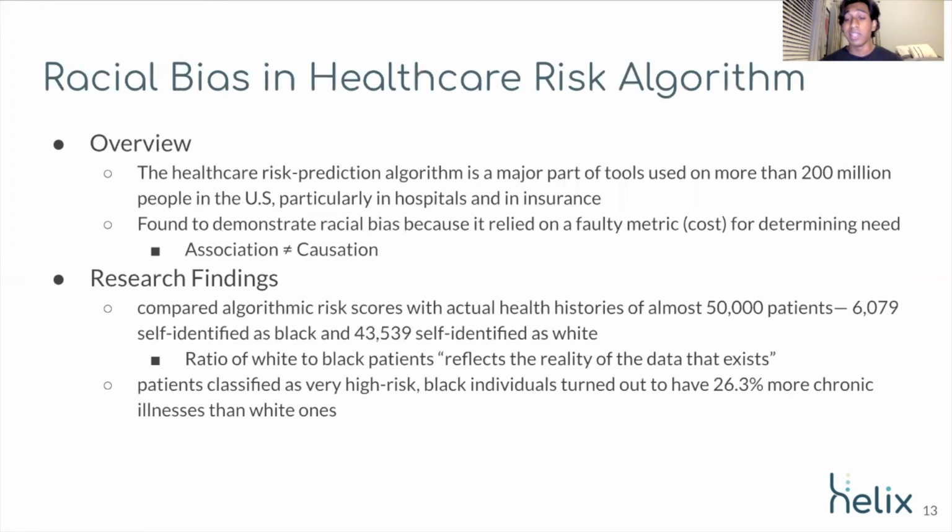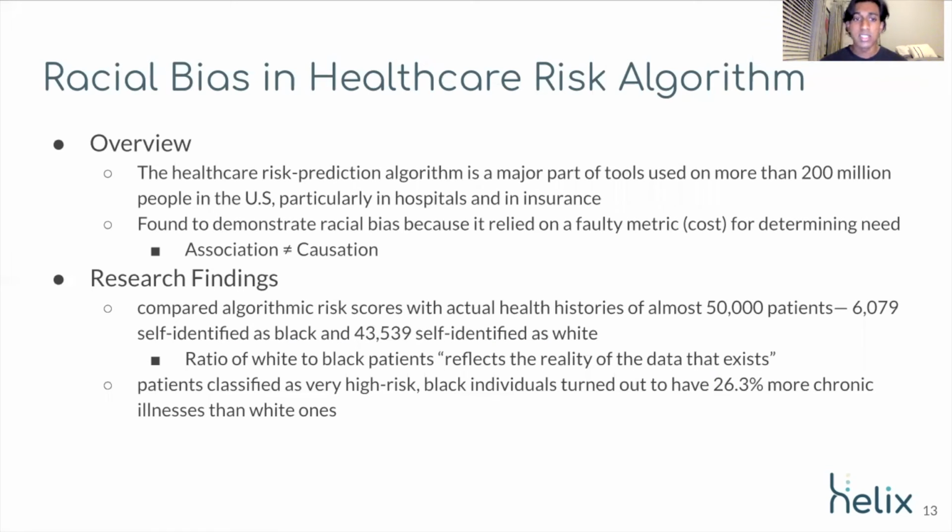Moving on to racial bias within the healthcare system, and specifically within the healthcare risk prediction algorithm, which is a major tool that's used on more than 200 million people in the US, particularly in hospitals and insurance agencies, to help determine the cost that these institutions are going to charge for a given individual for a medical procedure. They were found to demonstrate racial bias because they relied on a faulty metric to determine these algorithmic risk scores. Specifically, that metric was the prior cost of those individuals' medical needs in prior years.